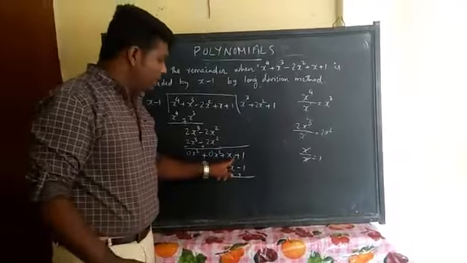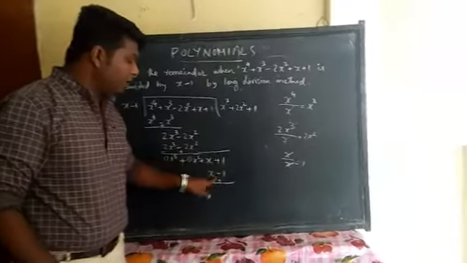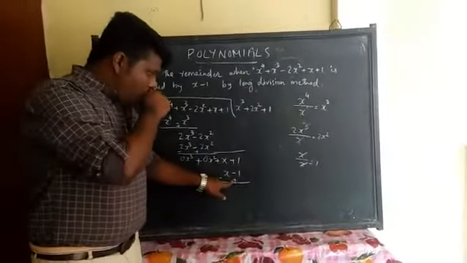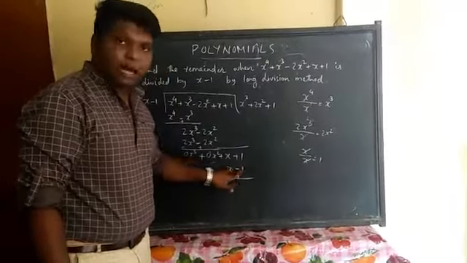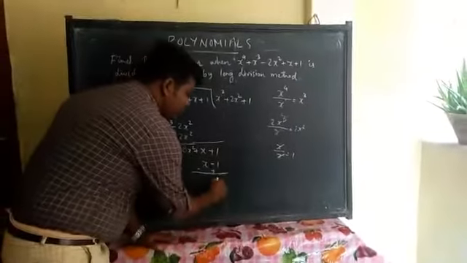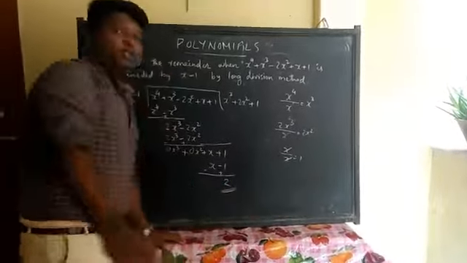Here 10 vanished. The rest, look here: it is plus 1, here it is plus 1, and here it becomes another plus 1. 1 plus 1 is 2. So 2 is the remainder.